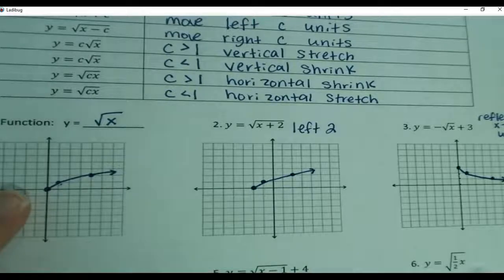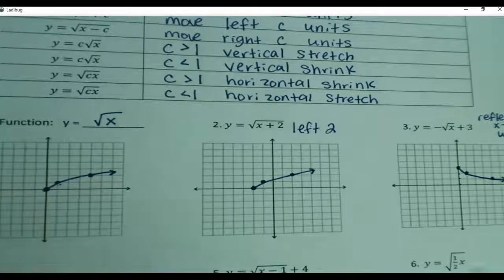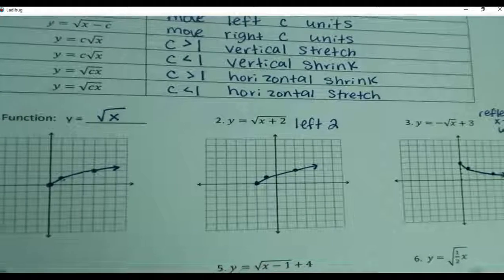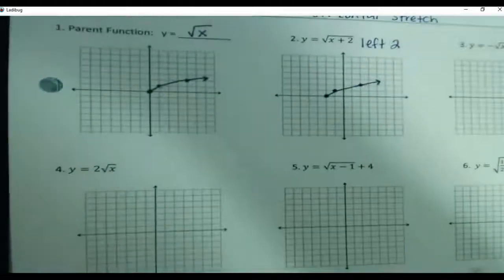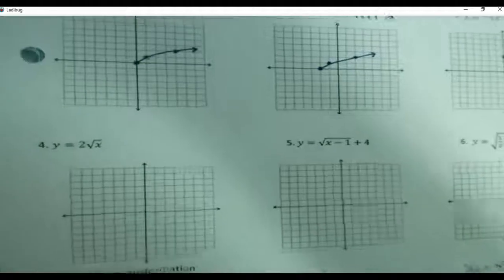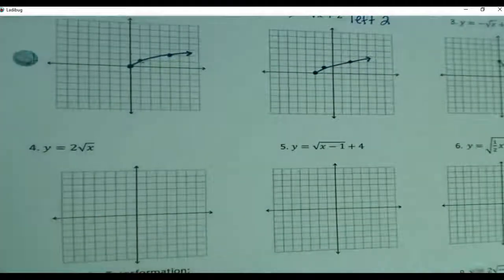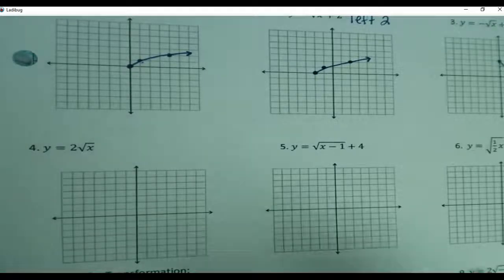Questions? Okay. So our next one, we have a 2 out front. So we know it's going to be vertical because it's outside, but is it a stretch or a shrink? A stretch, because 2 is greater than 1. So it's harder to do these by hand, but what happens is our y values are multiplied by 2.